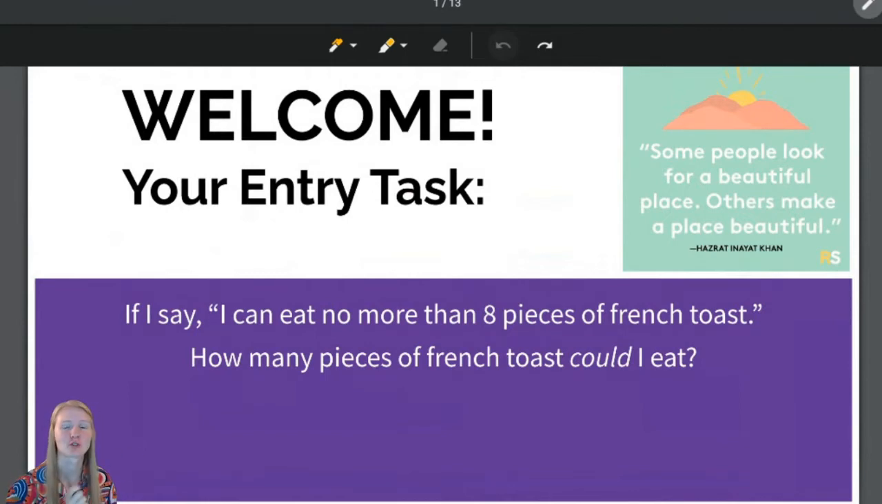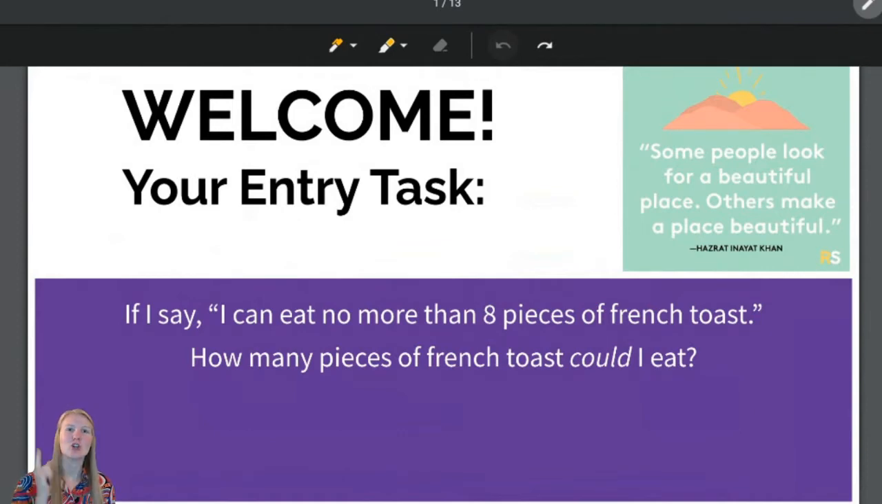So our entry task looks a little bit different than normal. There's not a math problem per se, although technically it is. If I say I can eat no more than 8 pieces of French toast, how many pieces of French toast could I eat? I want you to pause the video and think about this. You can write out all of the options. Can you write this in a mathematical way? Pause the video, think about that, unpause it, and let's talk about it.